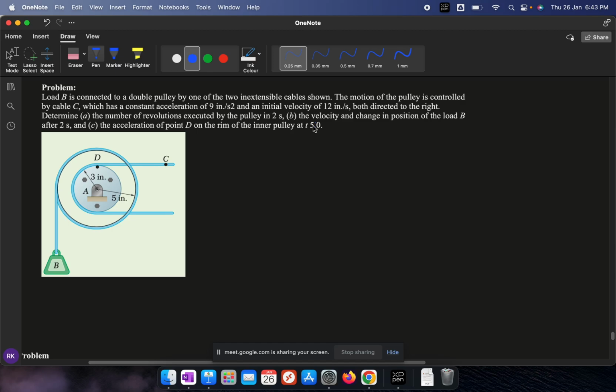So what is the answer for A? It would be approximately 120. So it is asking the number of revolutions executed by the pulley in 2 seconds. So what is the answer for that? Making some mistakes. Yeah, please rectify it.